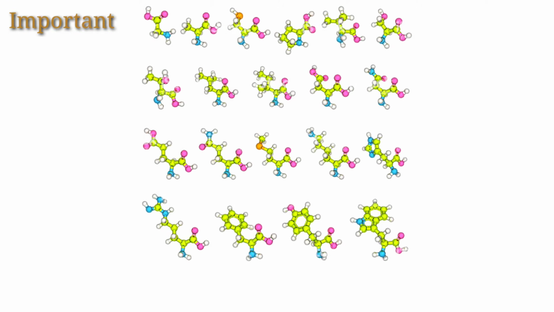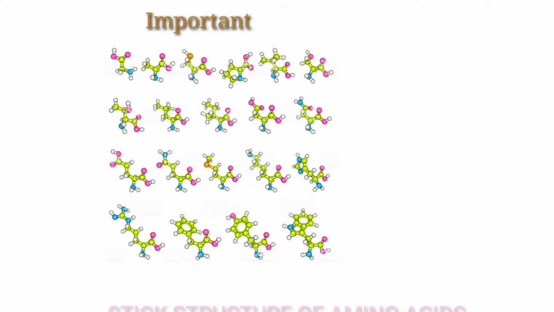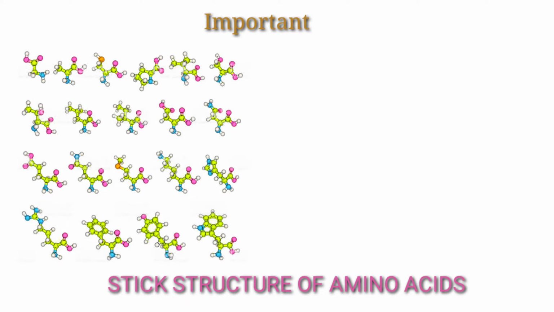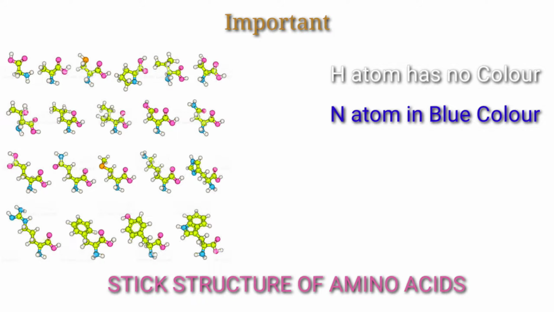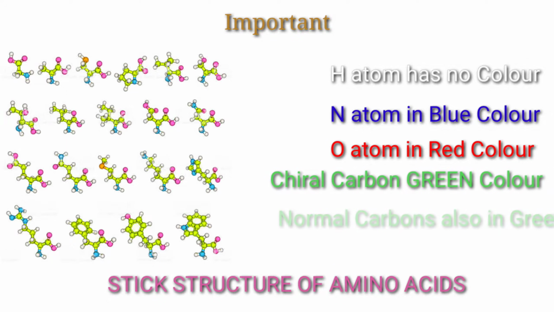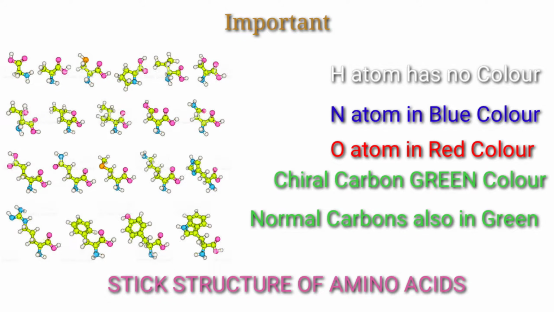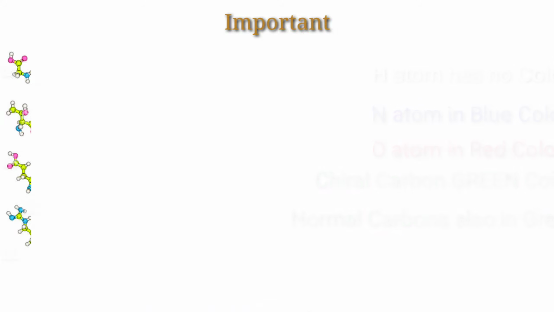Friends, I am adding something important here. In many reference books, the stick structure of an amino acid is represented in color fashion, where in this picture hydrogen atoms do not contain any color, blue indicates the presence of nitrogen, red is for oxygen, and the chiral carbon is always shown in green color.